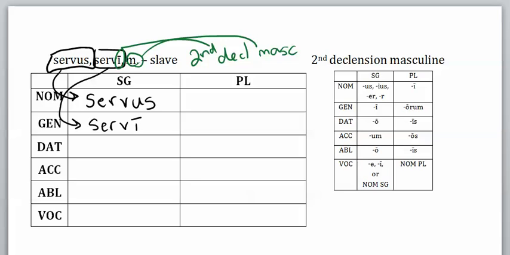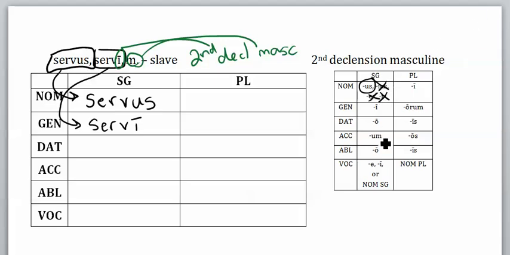So the next thing I wanted to do, after figuring out what chart I'm looking at, is to see, do I need to copy the nominative singular anywhere else? Well, first I need to think to myself, okay, what type of second declension masculine noun do I have? What does it end in the nominative singular? I have servus. So I can ignore eus, er, and r. Those endings don't apply to the particular noun I'm working with.